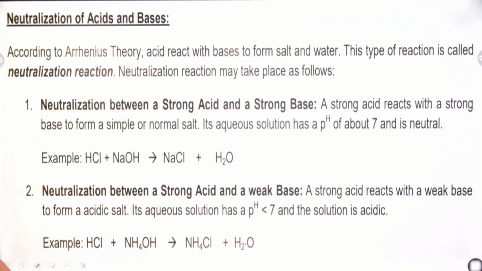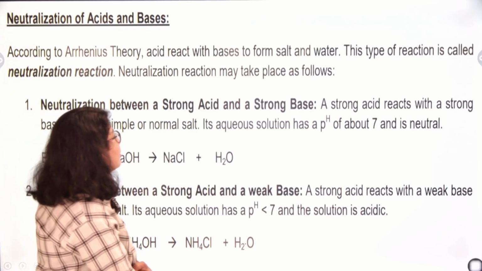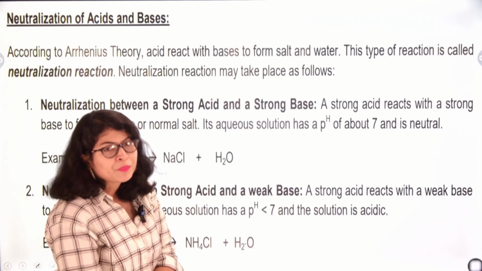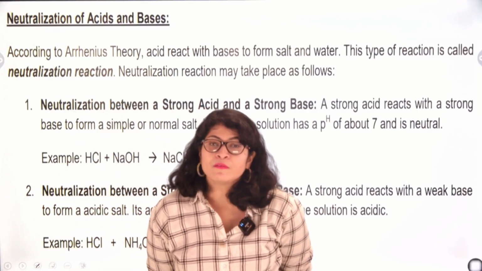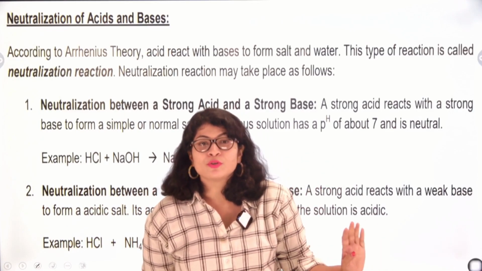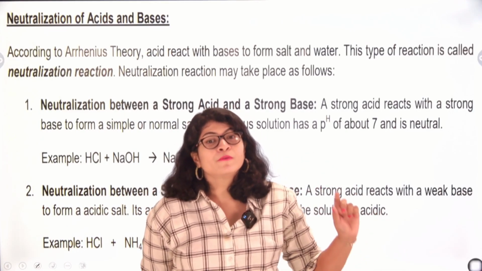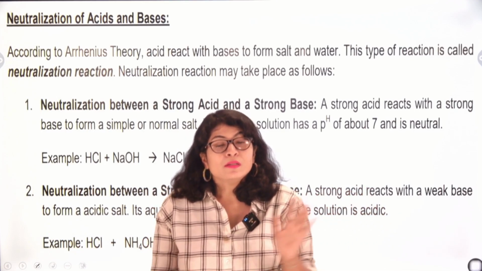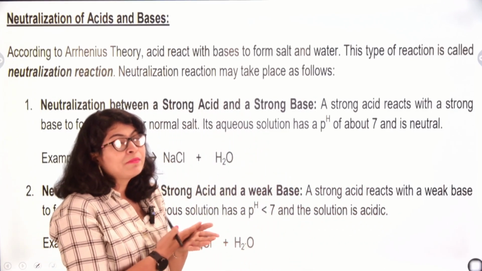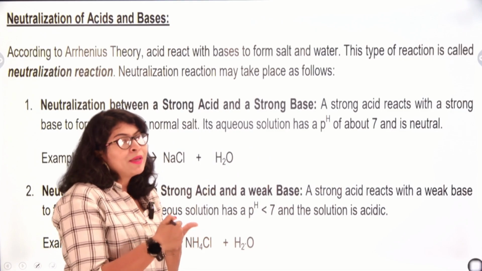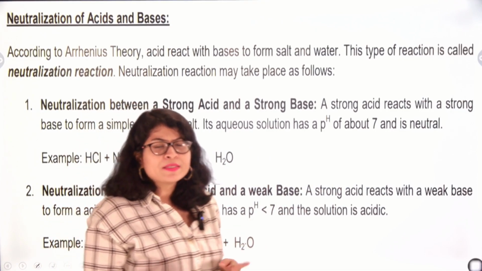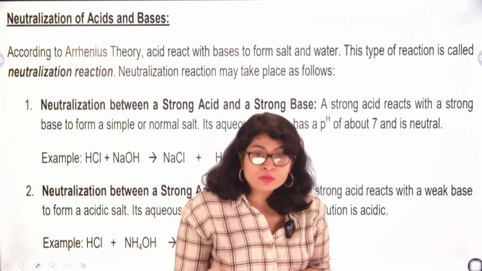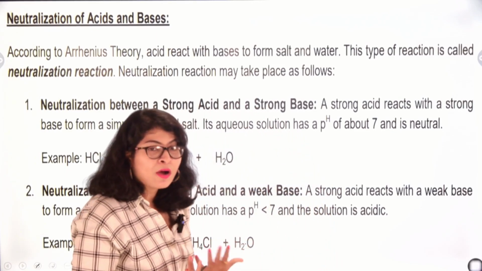Now let us take up the neutralization reaction. According to Arrhenius theory, acids react with bases to form salt and water. This process is called neutralization. We know whenever neutralization occurs, it results in the formation of salt plus water. Now, we also know an acid can be a strong acid or weak acid, and a base can be a strong base or a weak base. So depending upon the strength of the acid and base, the nature of the salt will also vary, right? So let us see how that happens.